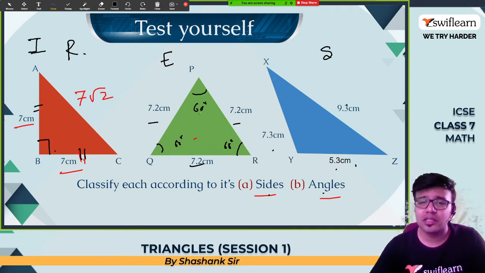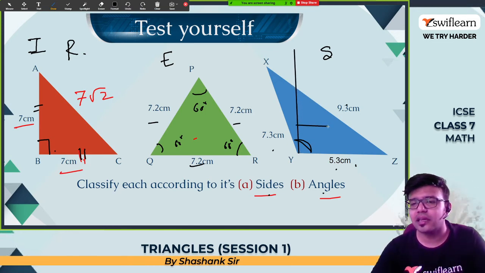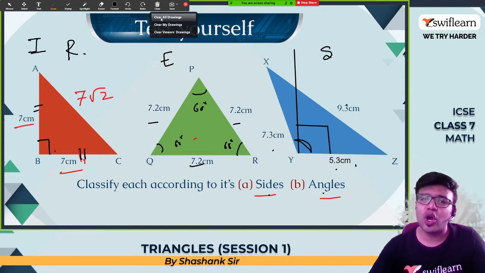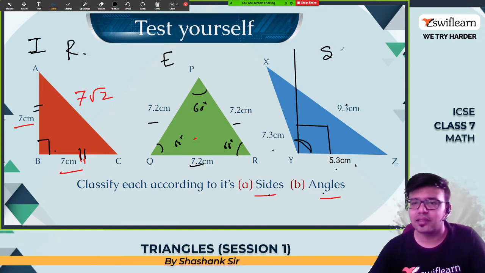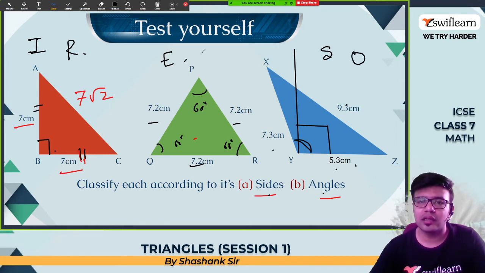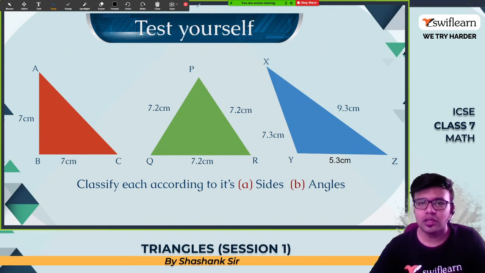So this is an acute angle triangle. And see this figure, you can see the angle is more than 90. If you draw a perpendicular line, this is 90 degrees, and this angle is more than 90, so this is an obtuse angled triangle. So based on angle, this is acute, and this is obtuse. Understood? Yes guys.